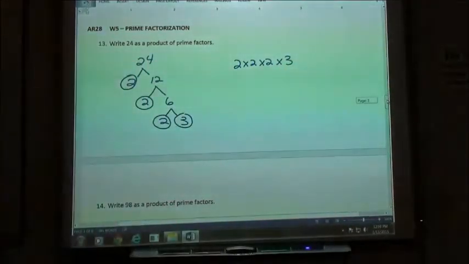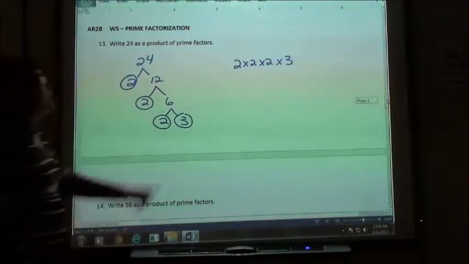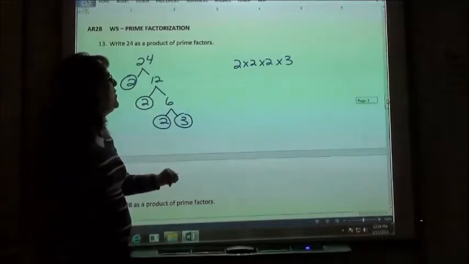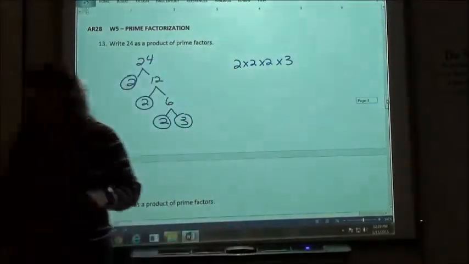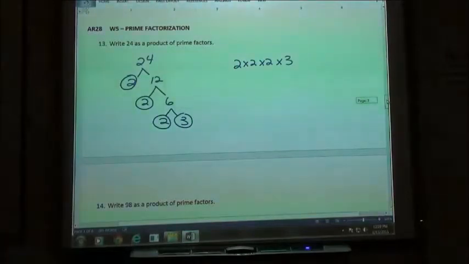If you grab your calculator and you do 2 times 2 times 2 times 3 and hit equals, what do you suppose it's going to give you? 24, exactly. So when I write it as a product of prime factors, all of those are prime numbers, and if I multiply them all together, I get 24 for my answer. That was easy.